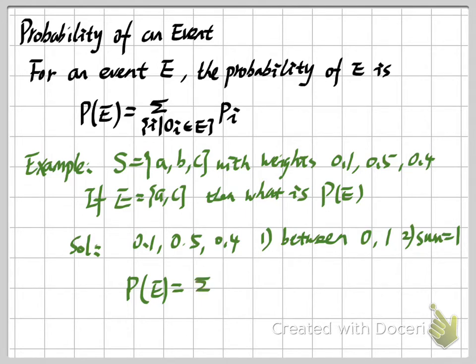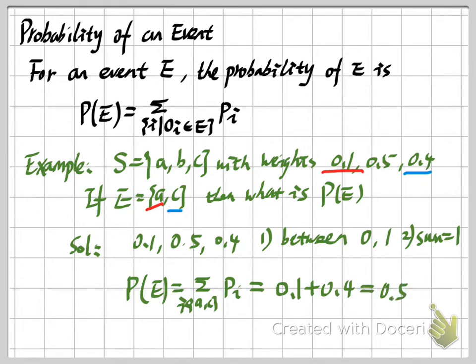So that means we need to check what's in our E. We know A and C are in our E, right? So we just sum up their weights. The weight for A is 0.1, and the weight for C is 0.4. So to sum them up, it is 0.1 plus 0.4, so the answer of this question is 0.5. Okay, so this is an example of how we can set the weights on a finite discrete sample space, and then in this way compute the probability of an event.